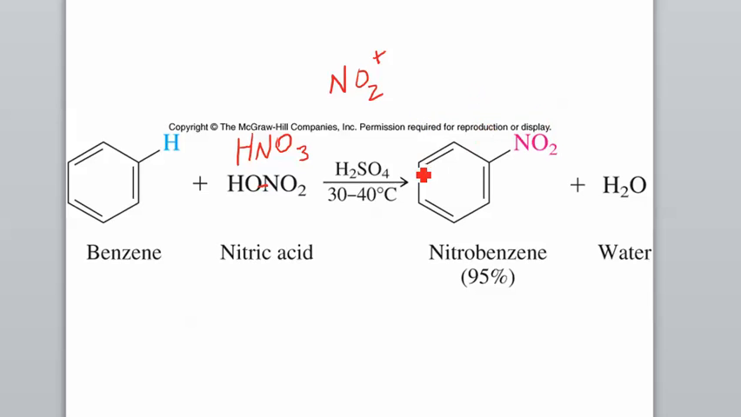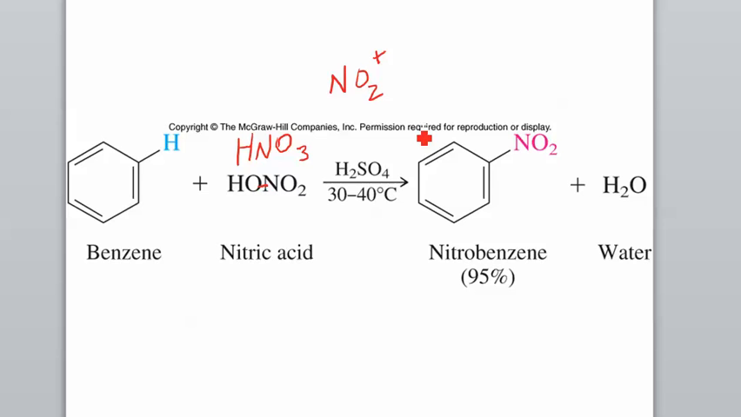The sulfuric acid is mentioned as a catalyst because it helps break apart that nitric acid molecule to create that nitronium. And the other examples of electrophilic reactions that we saw earlier involve something similar, where we create a positively charged atom or group of atoms that ends up adding to that ring.